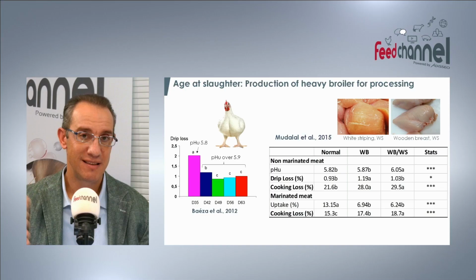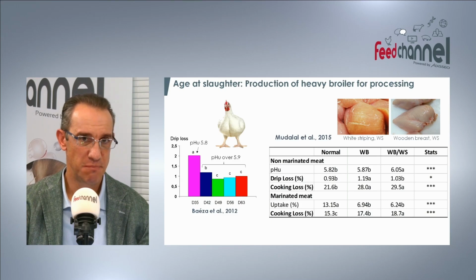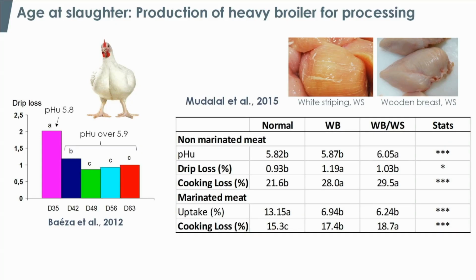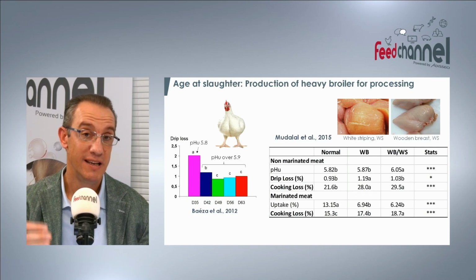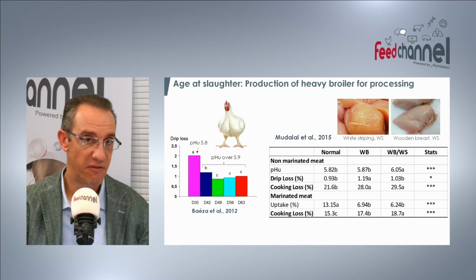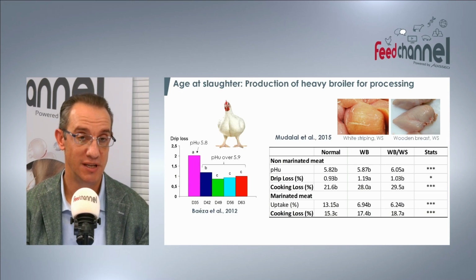And if we look at data on drip loss, values are not so different with respect to normal meat, but if we cook wooden breast meat, we can observe a huge flow out of liquid during cooking. And this is especially because there is a reduction of protein content in wooden breast, and this is the main cause of the reduced water holding ability of wooden breast. So in this case, there is no pH effect, but there is a protein effect that affects water holding ability.